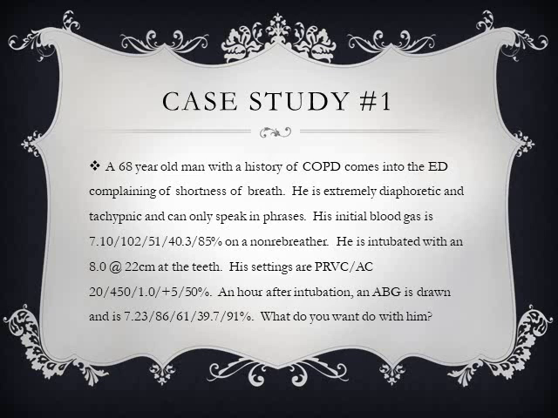So case study number 1, we have a 68-year-old man with a history of COPD, comes into the ER complaining of shortness of breath. He's extremely diaphoretic and tachypneic, and he only speaks in phrases. There's his initial blood gas on a non-rebreather. He's intubated. Those are his vent settings. And then 1 hour after intubation, draw an ABG, and that's where we're at. So what's the best thing to do for this gentleman?